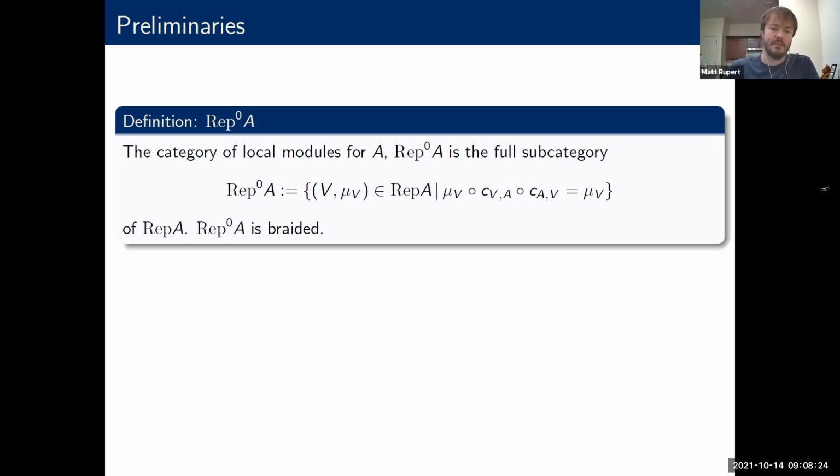But the category we're most interested in is going to be a subcategory of this category of modules. This is going to be the subcategory consisting of those modules whose action doesn't see the double braiding. We care about this for two reasons. First of all, the category of local modules is braided. And it also plays an important role in studying vertex algebra extensions. I'll talk about that soon.